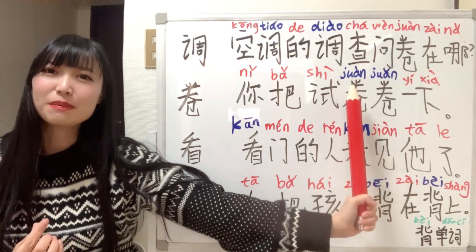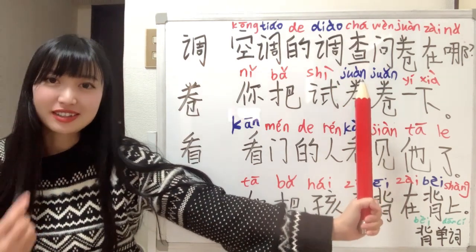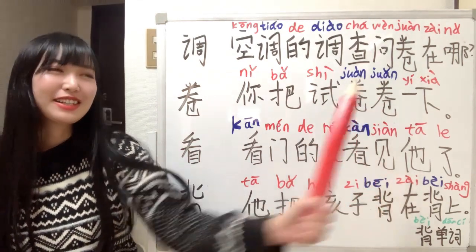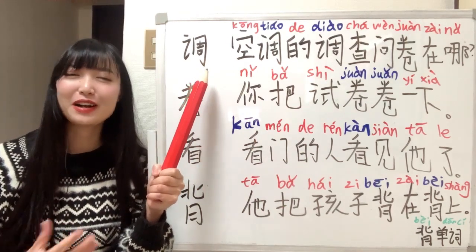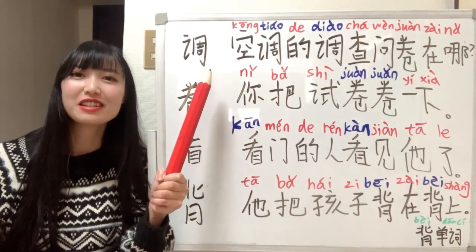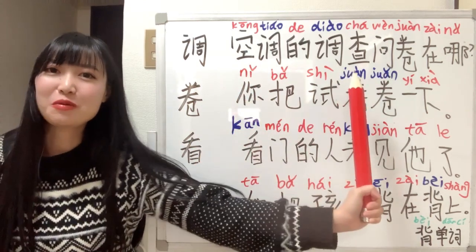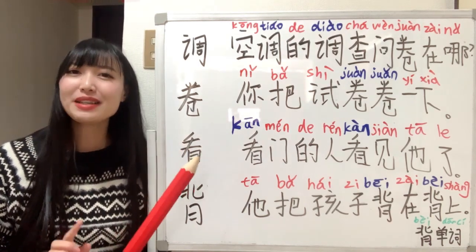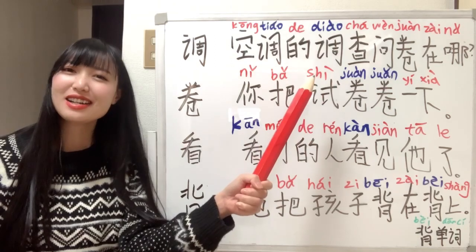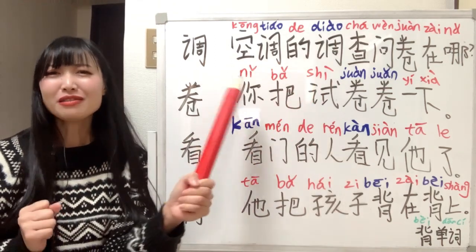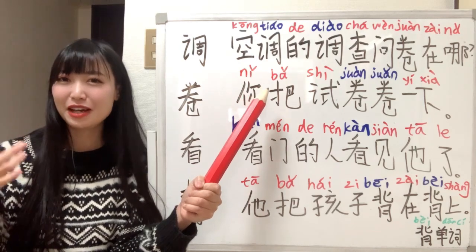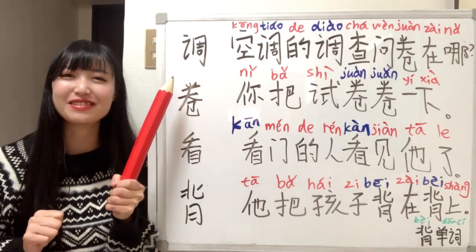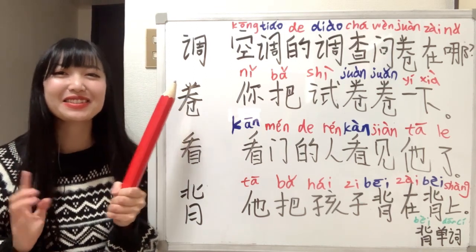And it's a verb, but 调查 is sometimes a noun, like an investigation. So this character is kind of difficult. It has 2 pronunciations, and it's not easy to say. Basically 调 is a verb, but 调查 is sometimes a noun, and 空调 is a noun. Just remember this character has 2 pronunciations, and sometimes it's a noun, sometimes it's a verb.